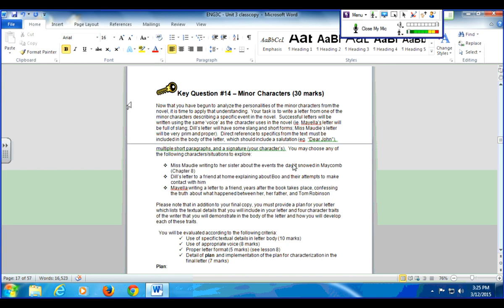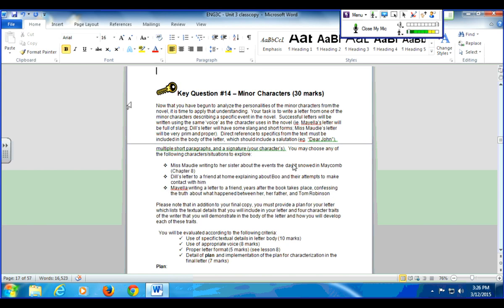And then a detail of the plan and how you're going to implement the characterization for 7 marks. So you get 7 marks for the rough work that you do, for the plan, the outline, and 23 marks for what you produce in your final copy.